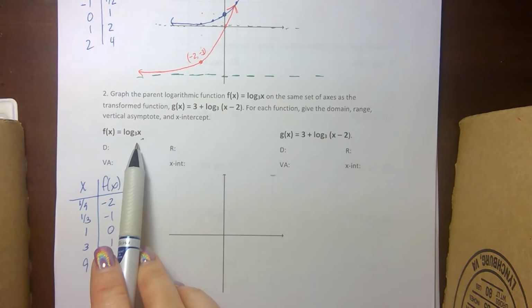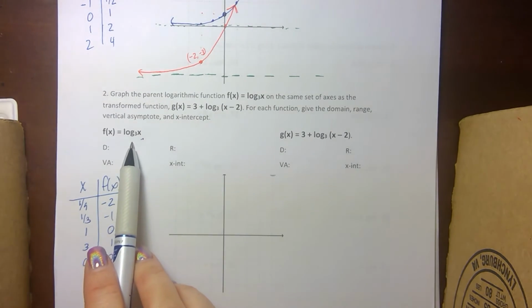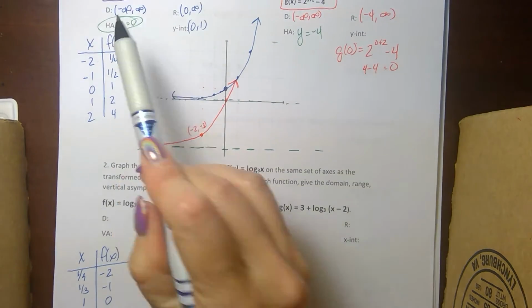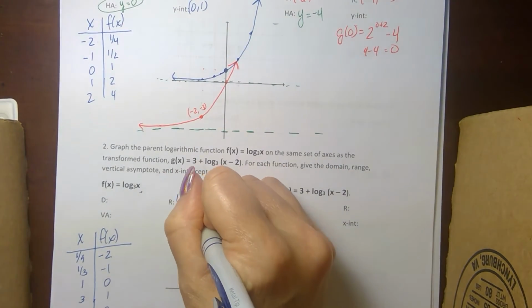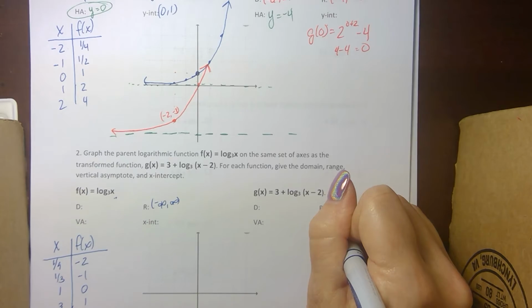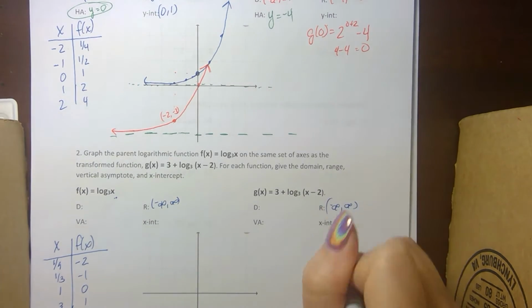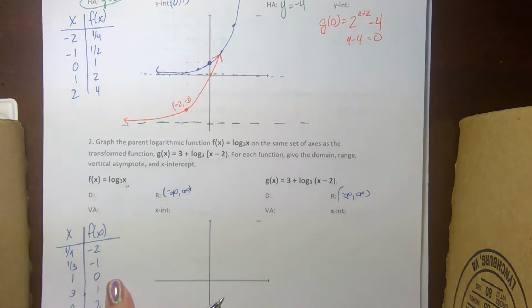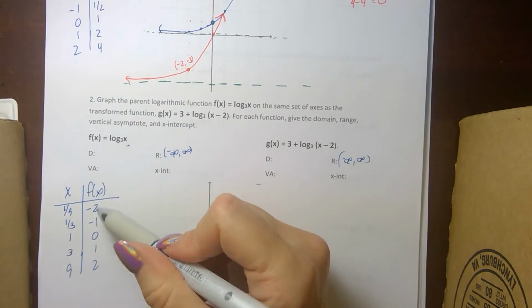Now the log function is the inverse of the exponential function. For the exponential function, the domain is always all real numbers. For the log function, the range is always all real numbers. And then the domain here is limited by my vertical asymptote. Let's sketch these points and see what this parent function looks like.